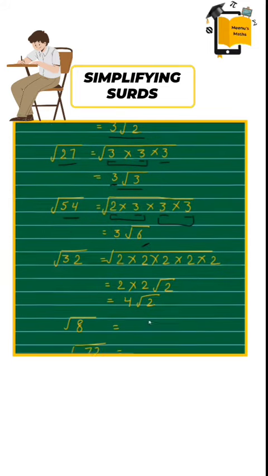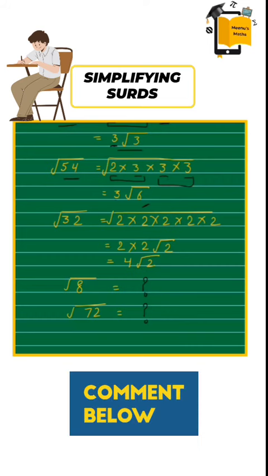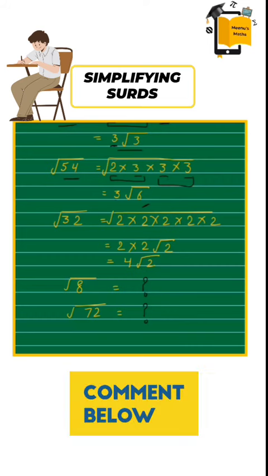Look at another example. Now you solve root 8 and root 72 and write down the answer in the comment box.